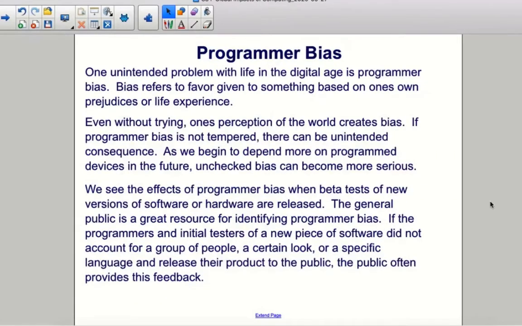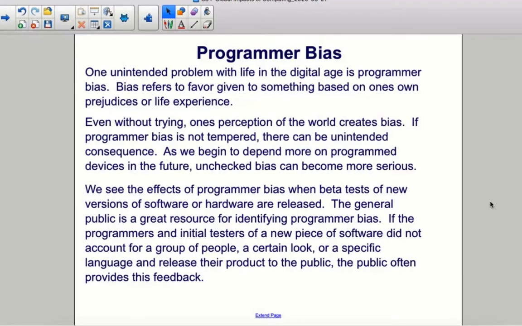One unintended problem with life in the digital age is programmer bias. Bias refers to favor given to something based on one's own prejudices or life experience. Even without trying, one's perception of the world creates bias. If programmer bias is not tempered, there can be unintended consequences. As we begin to depend more on programmed devices in the future, unchecked bias can become more serious.